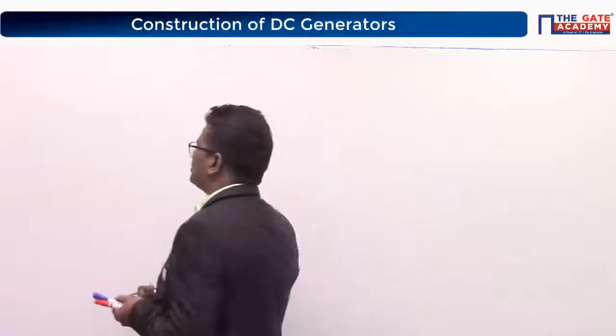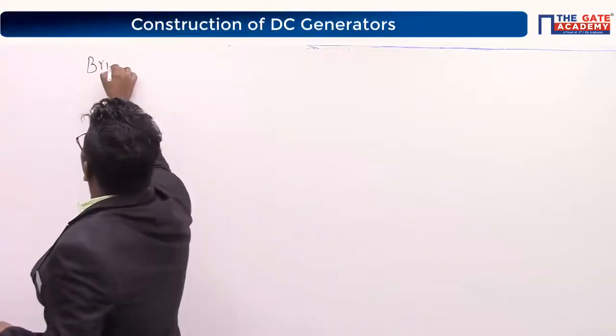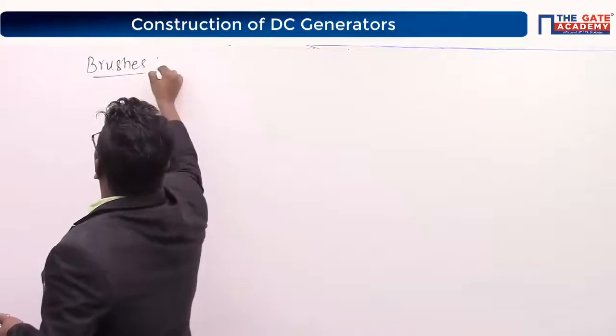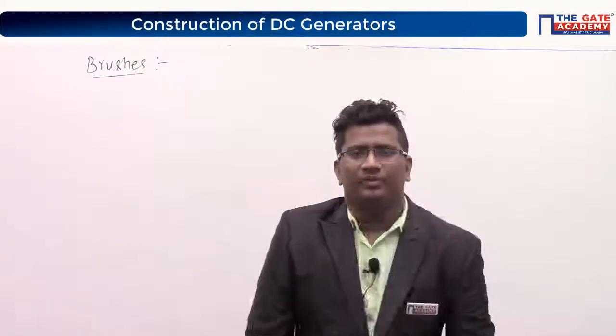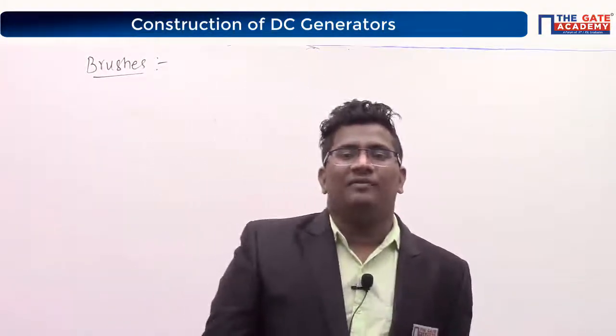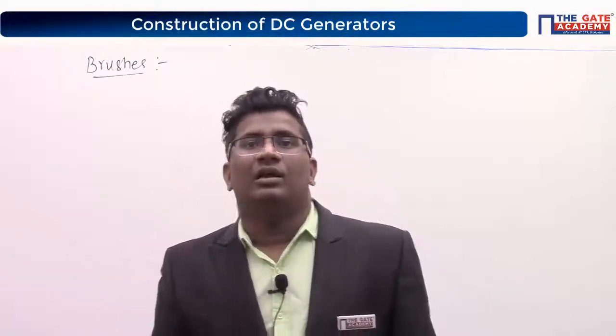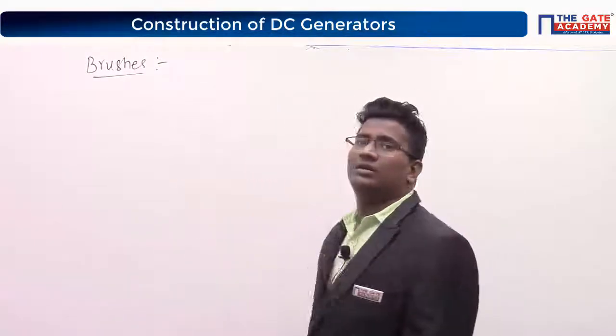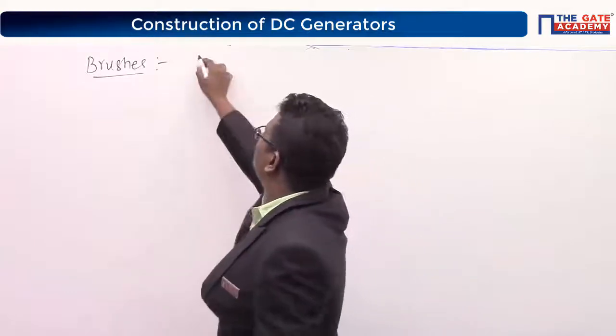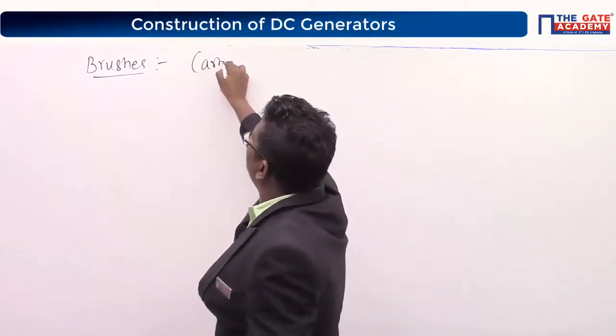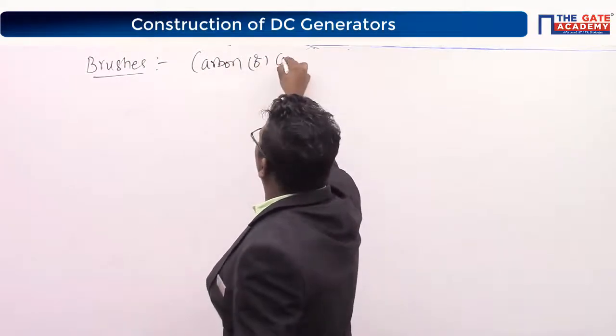Next one, the commutator is over, right? Yes. Next one is the brushes. Tell me, what material is the brush made of? First of all, what material is the commutator made of? Tell me. Commutator is made of which material? Hard drawn copper. Brushes are made of carbon or graphite.